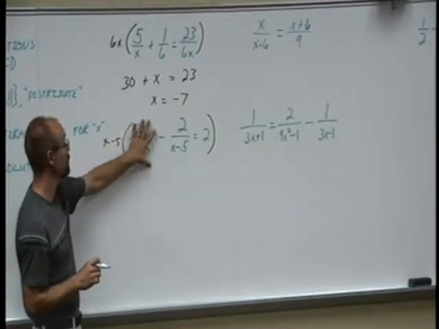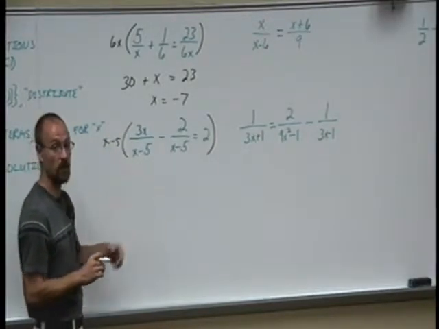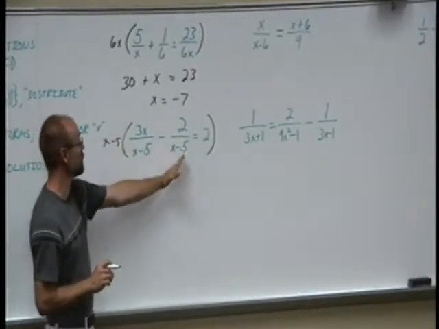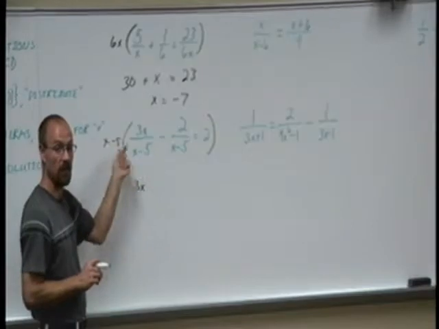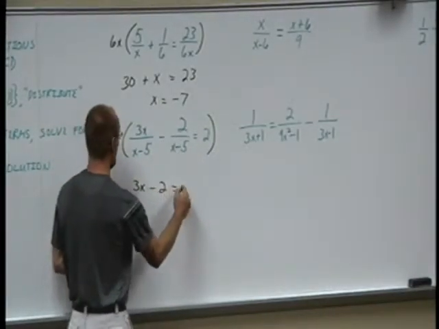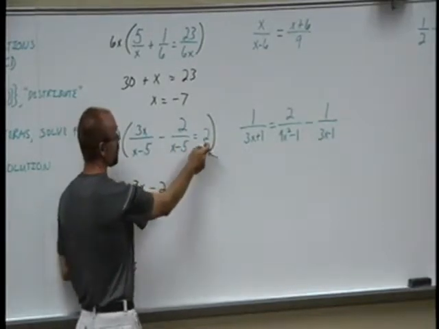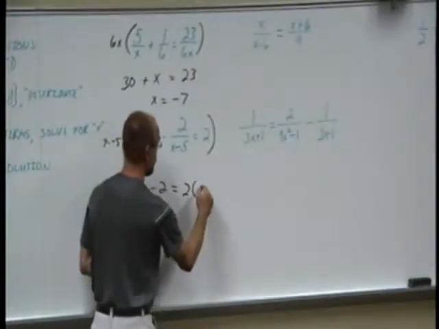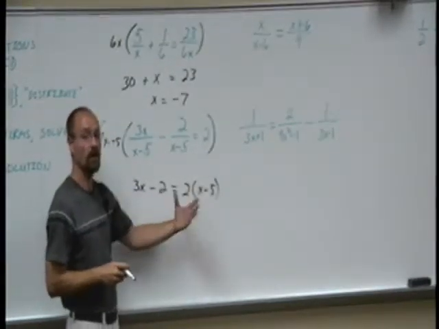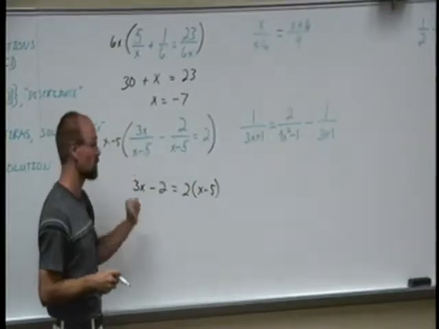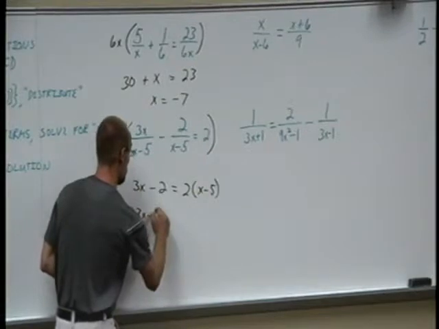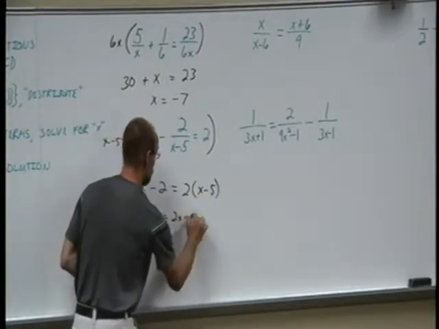X minus 5 times this first term, the x minus 5 is reduced to 1, leaving me with 3x. Multiply this by the second term, same thing's going to happen. The x minus 5 will reduce to 1, leaving me with a negative 2. Here, x minus 5 times 2, well, I'm going to actually write this out because 2 times x minus 5 requires a little bit more work than just reducing or canceling. We have to distribute. So let's distribute it. 3x minus 2 equals 2x minus 10.